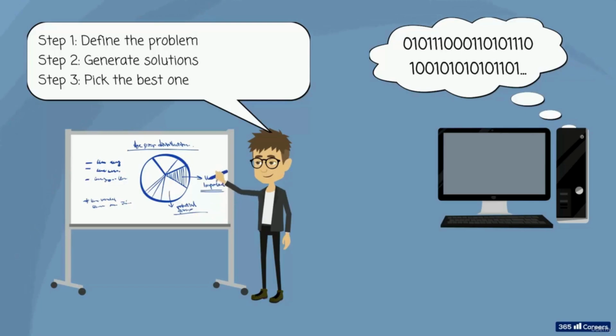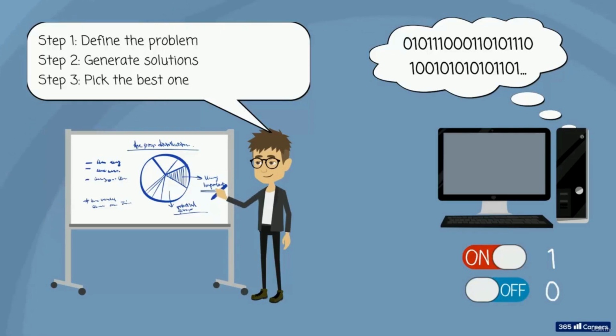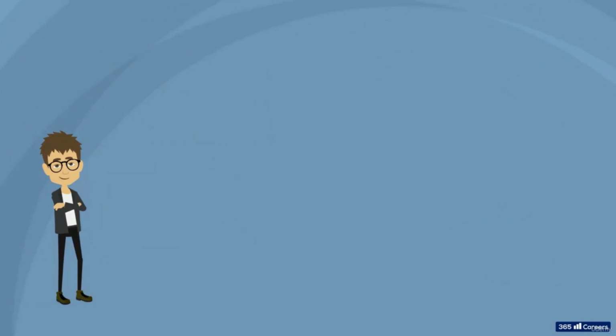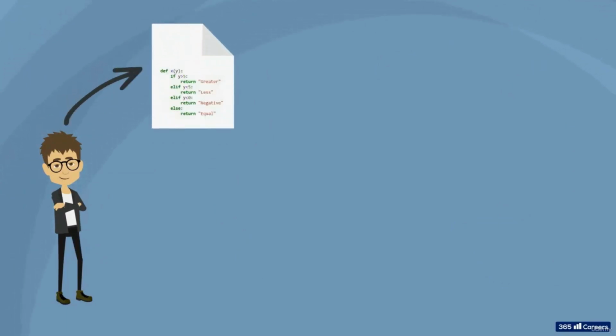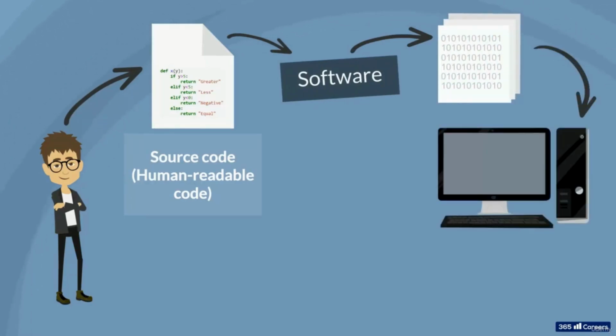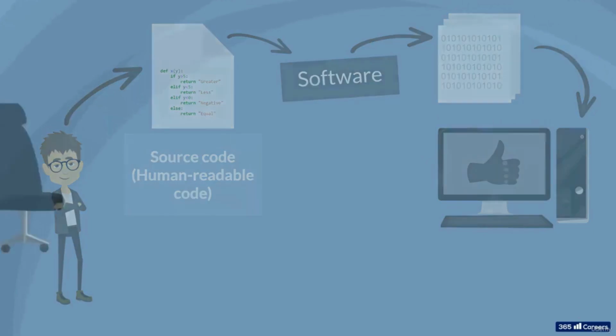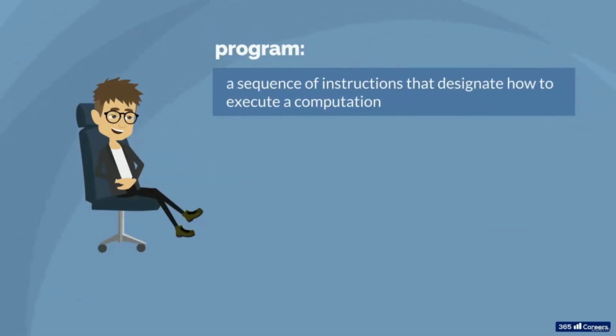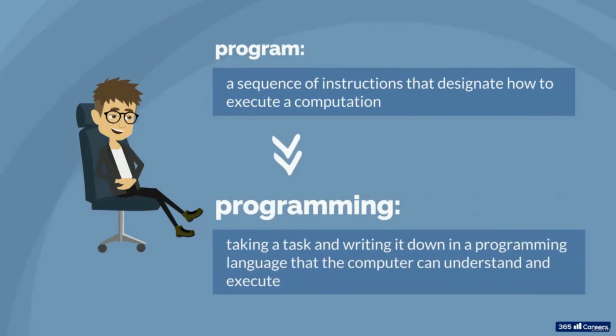No other symbols. Similar to a light switch, it recognizes two phases, on and off. To communicate a real-life problem to the computer, you need to create a specific type of text called a source code, or a human-readable code that software can read and then process to the computer in zeros and ones. A program is a sequence of instructions that designate how to execute a computation. Therefore, the formal definition of programming is the following: taking a task and writing it down in a programming language that the computer can understand and execute.